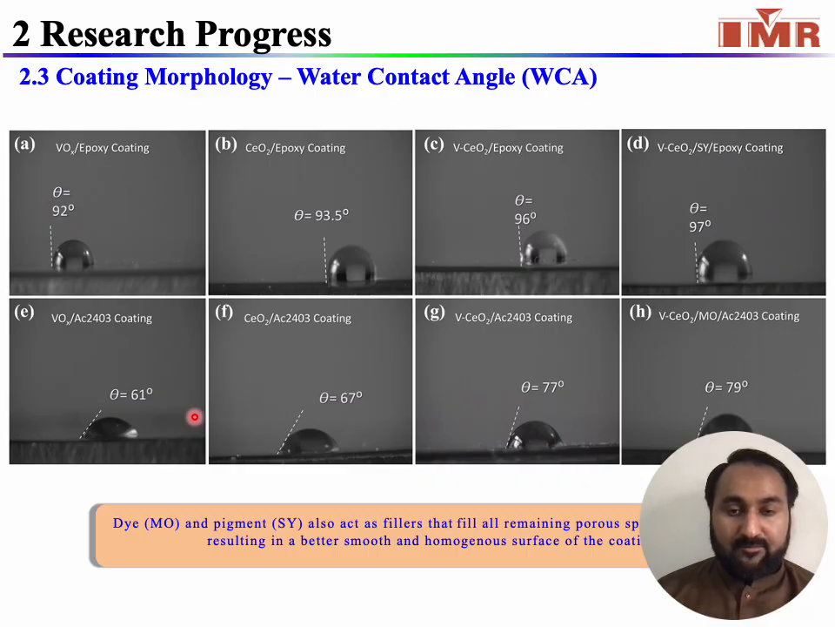After that, we have measured the contact angle to check the surface smoothness of the coating. We can see that the epoxy coating shows the highest contact angle, and it performs the best in terms of smoothness of the coating, because that is an anti-water coating.